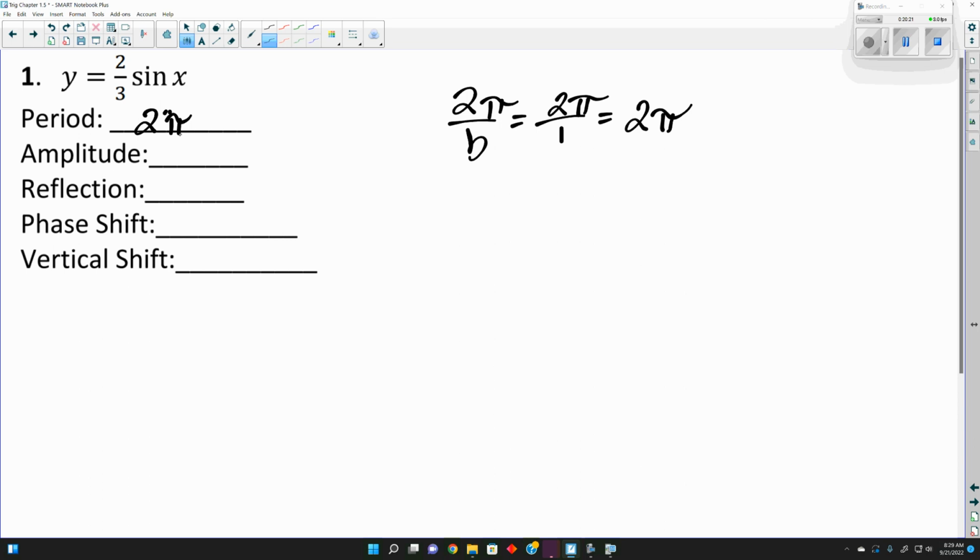Now the amplitude is what? The a value, yes? And our a value here is 2/3. Is there a reflection? No. So it is none. Is there a phase shift? No. None. Is there a vertical shift? No. None. And that's it. Questions on this here? We ready for the next one?